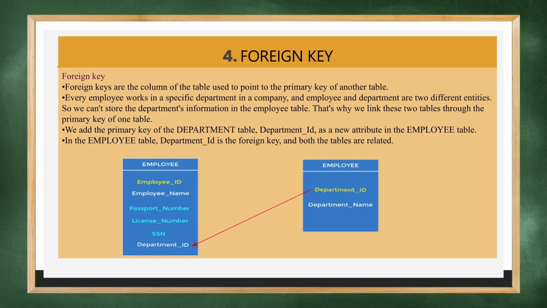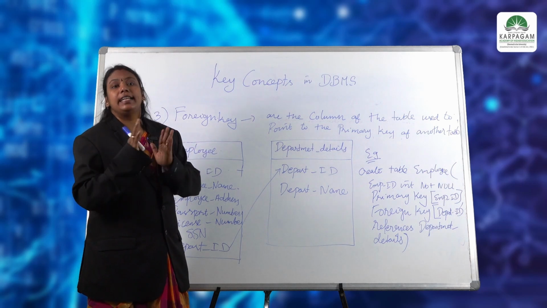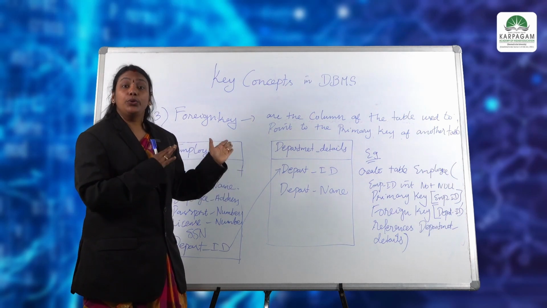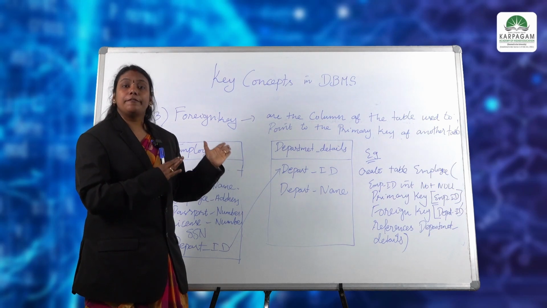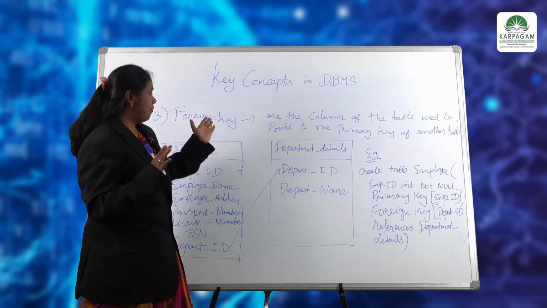Next, the concept of foreign key. Foreign key is an important concept in table reference and the relationship between tables. The primary key of one table that is referred to in another table is called a foreign key. That is helpful: it is a column of the table used to point to the primary key of another table. So one table's unique representation referring to another table's unique representation is called a foreign key.